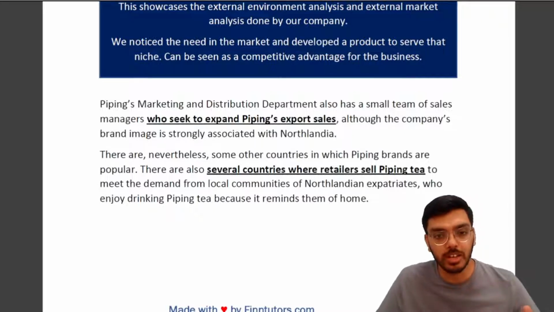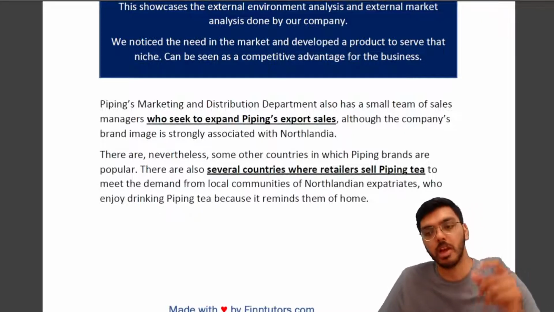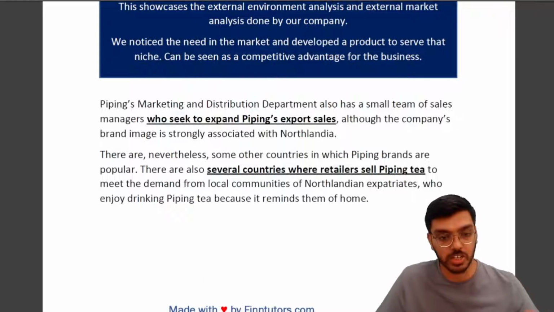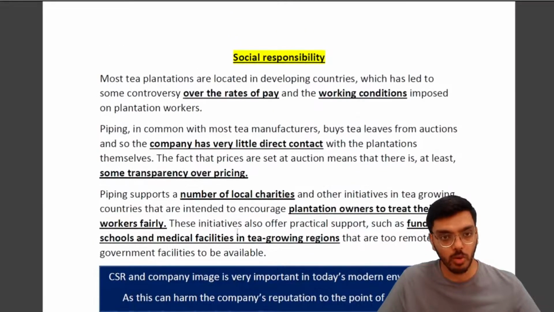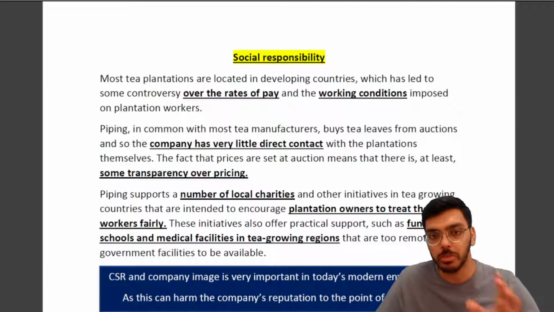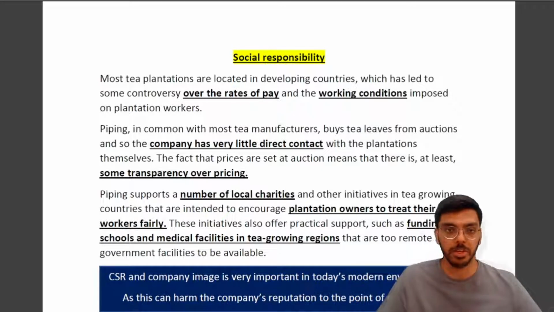So just to tell you that there are some export sales, a very small percentage, but increasing them has to be seen as the way forward. Next, we have social responsibility that we will be speaking about, a very important concept in this modern environment.